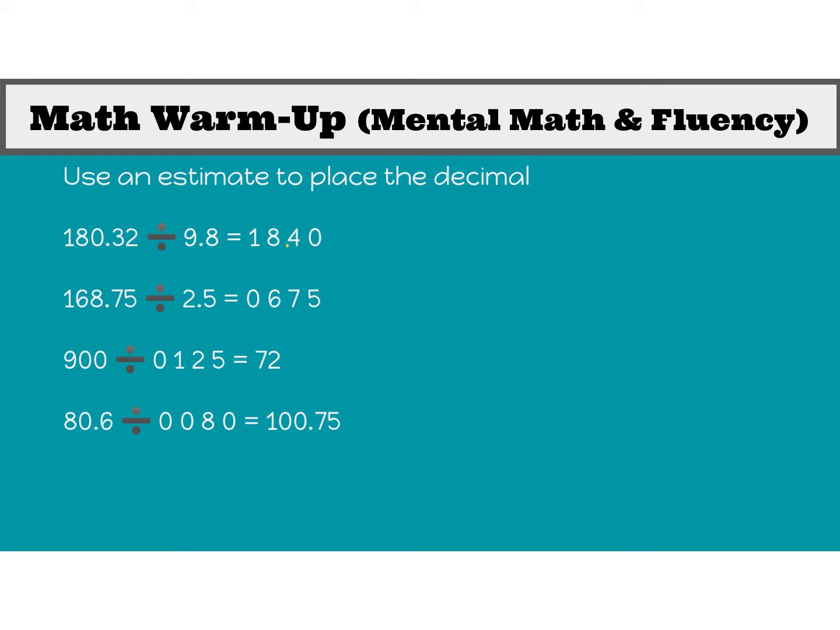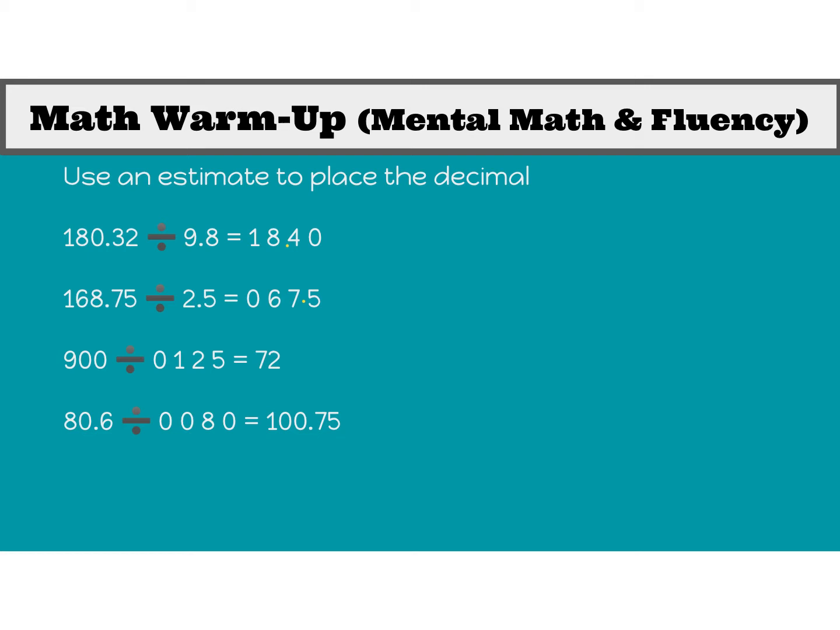If we take a look at number 2, we have 168 and 75 hundredths divided by 2 and 5 tenths. So again, if we're going to estimate, we're going to treat that like a number without a decimal point. Go ahead and do our division, or you could round that number, right? So if we take 16,875, we could round it to 20,000 divided by 3. So if you do it that way, think about what your answer is going to be, and then place your decimal. So in that particular problem, our decimal point is going to be between the 7 and the 5.